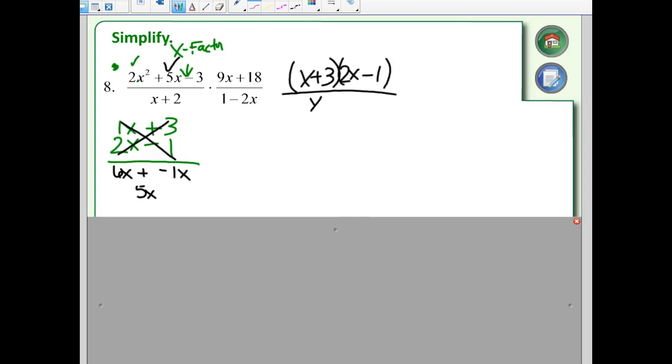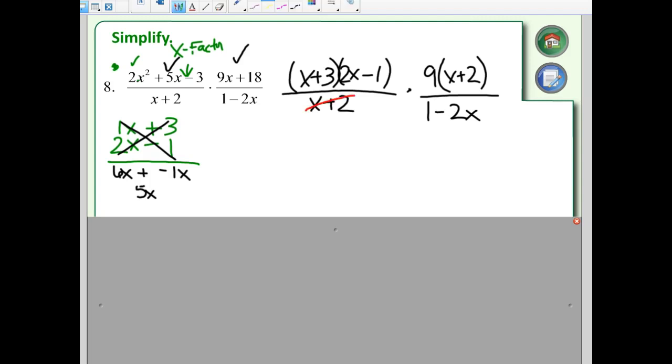And then I've got x plus 2. That's a binomial, but it's in lowest terms, times. Now we're over here. Yeah, we got a GCF. We're going to factor out a 9, and we're left with x plus 2. And then in the denominator, we got 1 minus 2x. Somebody sees it already. Good job. What can I cancel out?